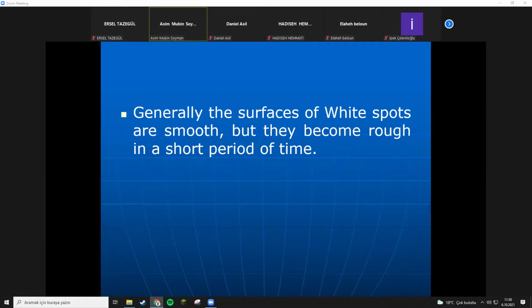Generally, surfaces of white spots are smooth, but they become rough in a short period of time.